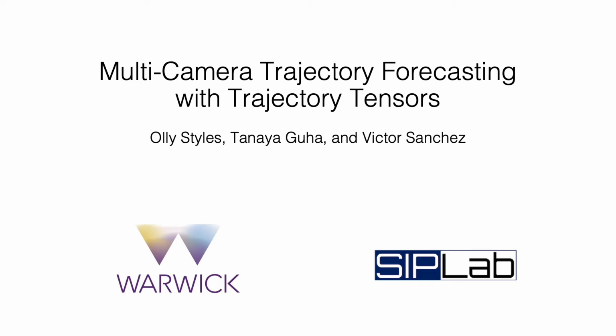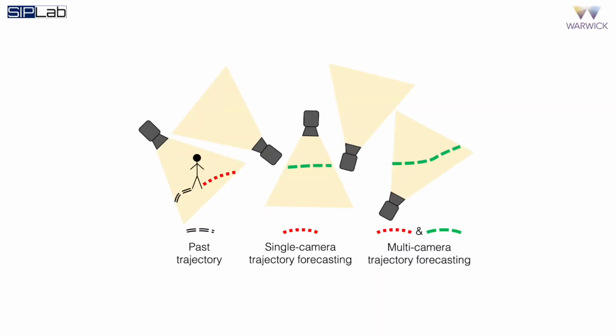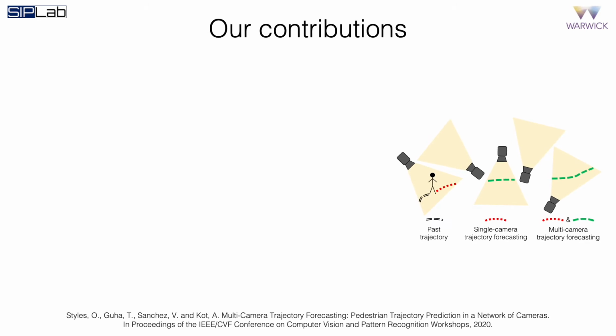This video accompanies the paper Multi-Camera Trajectory Forecasting with Trajectory Tensors. In our previous work, we introduced the task of multi-camera trajectory forecasting, or MCTF for short. Unlike existing trajectory forecasting approaches, our work is the first to consider forecasting in a network of multiple cameras. In this work, we extend our earlier CVPR workshop paper as follows.